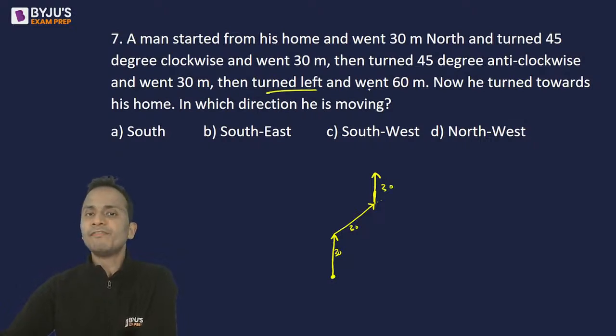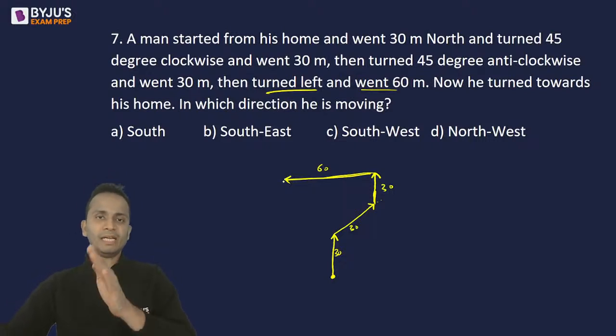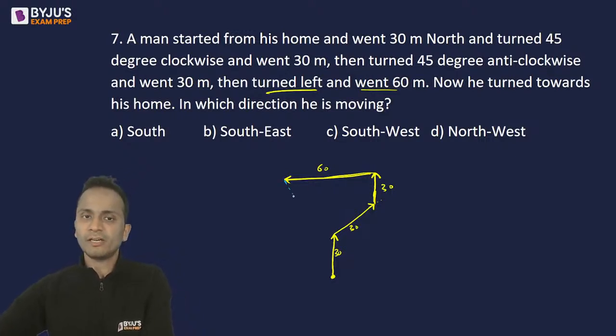Then he turned left and went 60 meters. So left मुड़ के वो 60 meters चलेगा. अब अगर वो 60 meters चलता है, so obviously this 60 meter will definitely cross this line. Okay, so 60 meter चलने के बाद he will be on the other side. Now he turned towards his home. In which direction is he walking? Now he started walking in this direction towards his house.